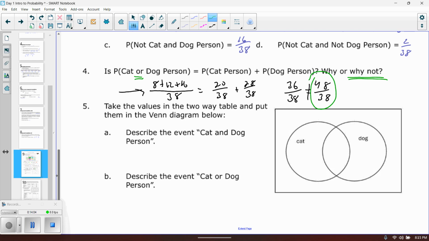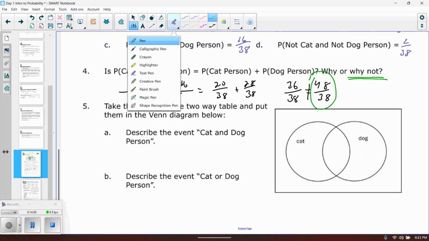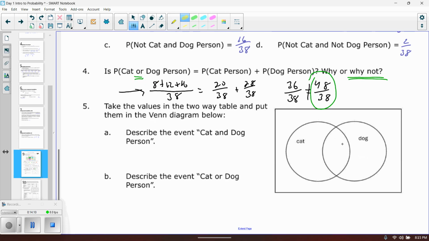So you can see that on this circle, I'm going to use my highlighter here. The dog person, everything within this circle, sorry if I'm not coloring completely within the lines there, everything within that circle is people who have dogs. The cat person, I'll go with blue. The cat person is everything that's within this circle.